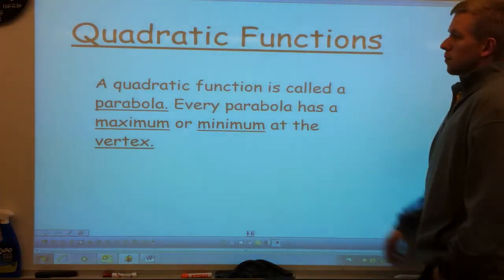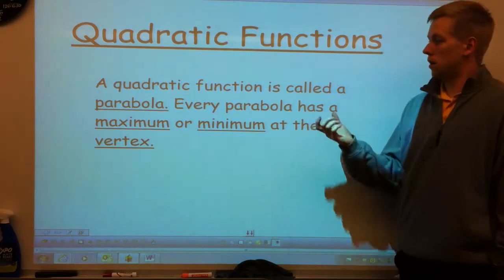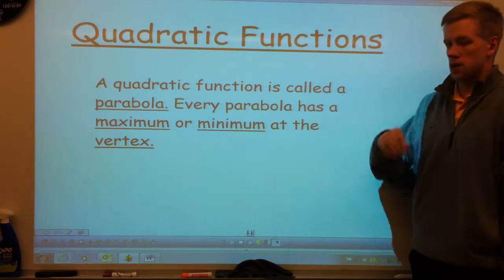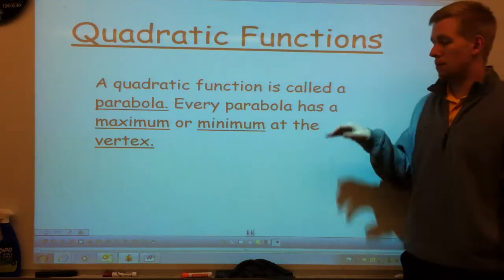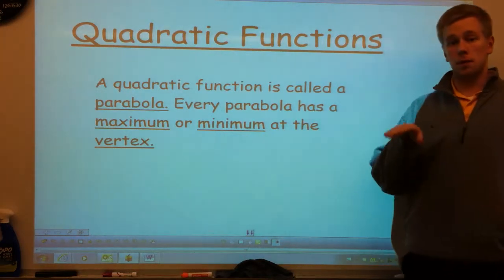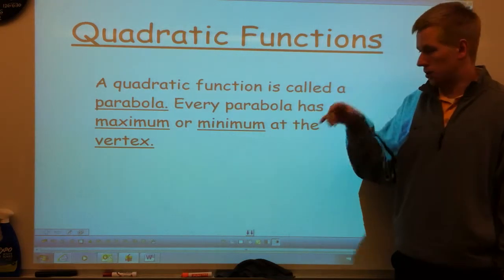Alright, today we're going to be talking more about quadratic functions. Now, yesterday we talked a little bit about the quadratic function and the shape that it makes. But a quadratic function is called a parabola. The shape that it makes is called a parabola. Remember, it's a smiley face or a frowny face. Makes it U or upside down U.